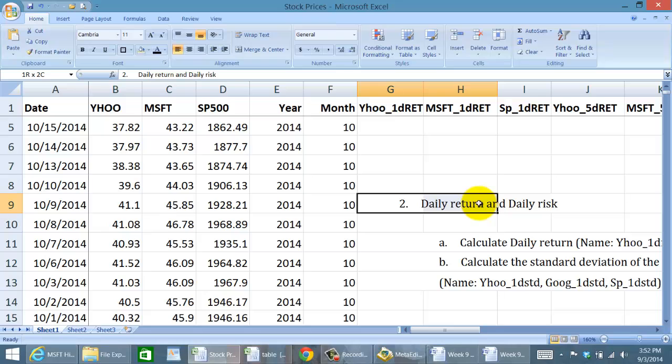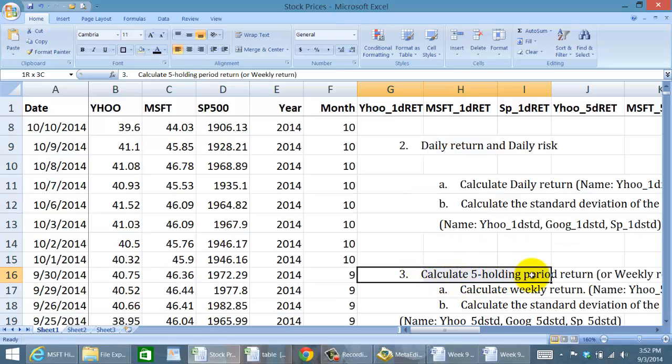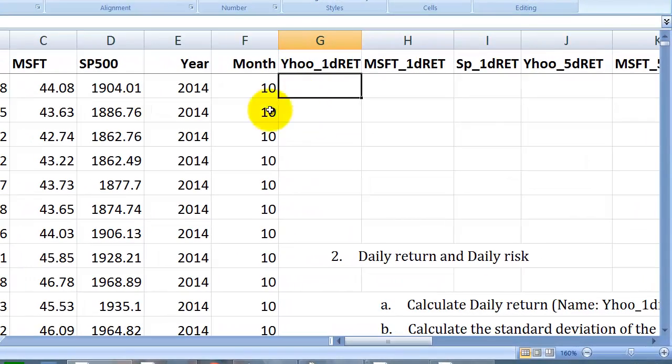Now what we are going to do is calculate the daily return and daily risk, and then do the 5-day holding return and risk. So first of all, when you have to calculate return, remember the formula for that. You can check in investments or corporate finance. The formula for return, or holding return, equals the ending value divided by the starting value minus 1. So over here we calculate the 1-day return.